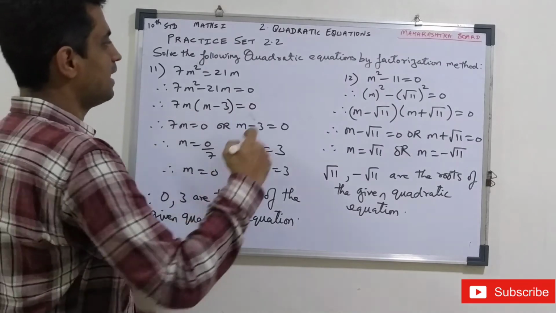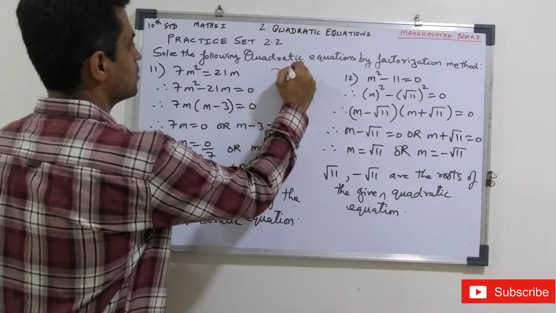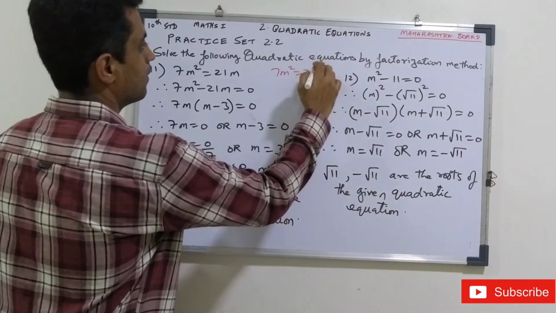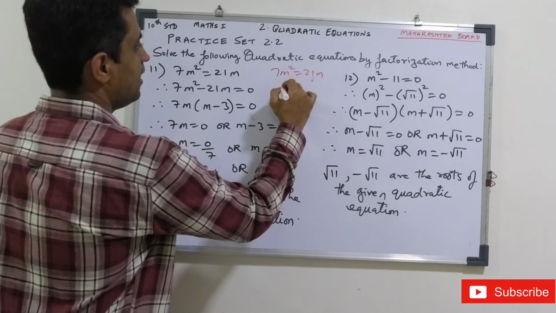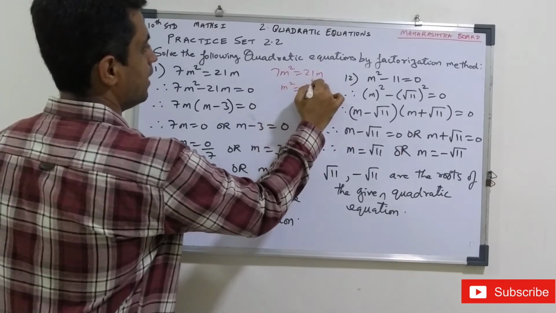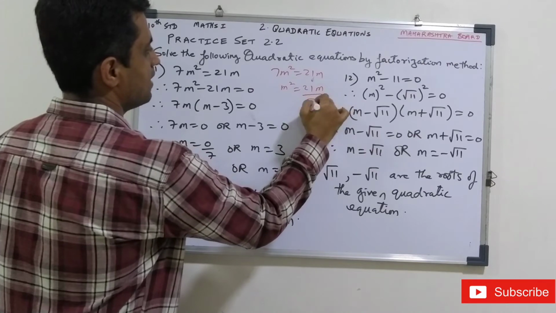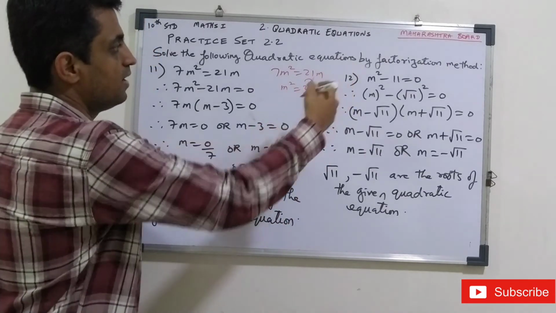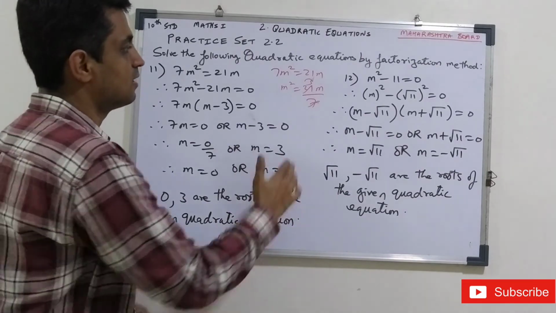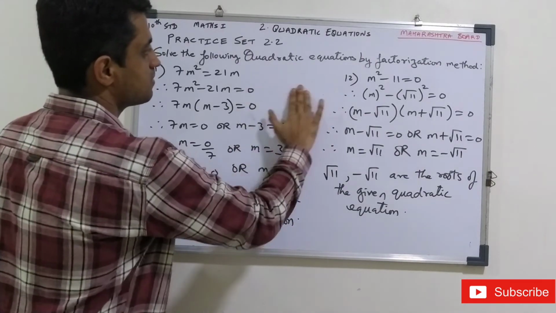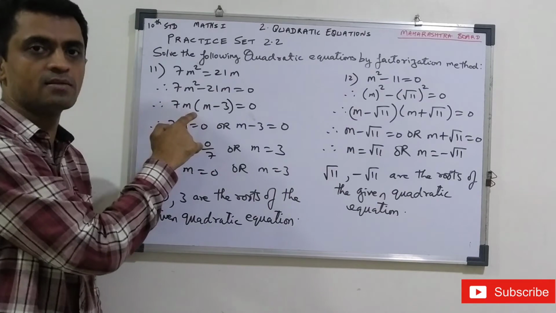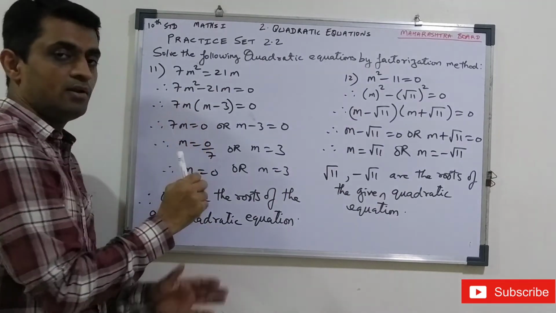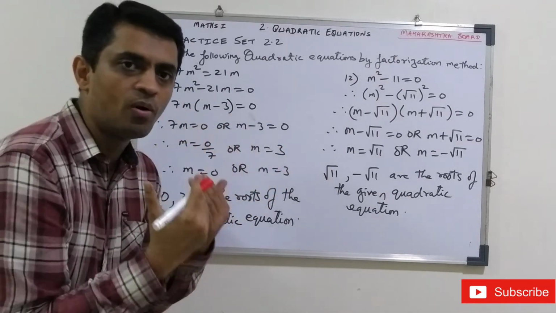Now many students tell, okay sir, we can do this way also. We divide here, m square is equal to 21m upon 7, 7 3s are 21. Please don't use this method, because we are using factorization. Please don't use all these methods here. Use only this method. Here your main concept should be taking out common.